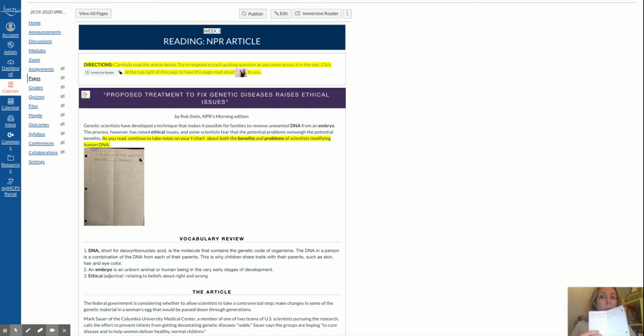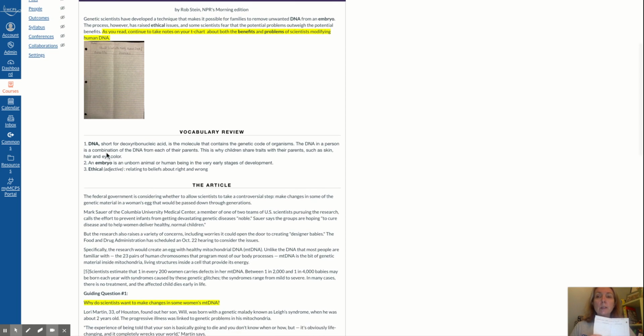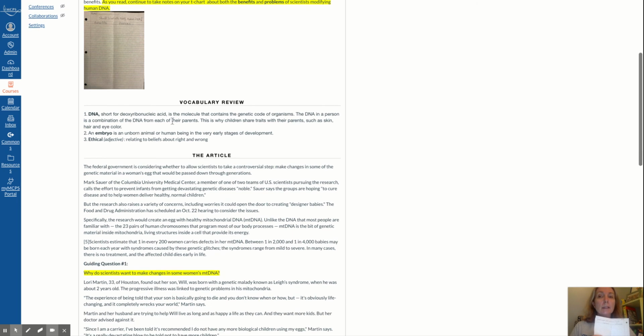So as you read, you're going to take notes on your chart about the benefits and problems of scientists modifying human DNA. Okay, here's some vocab for you. It's going to remind you, all of you who've taken biology, what DNA is, and that it is short for deoxyribonucleic acid. And is the molecule that contains the genetic code of organisms.